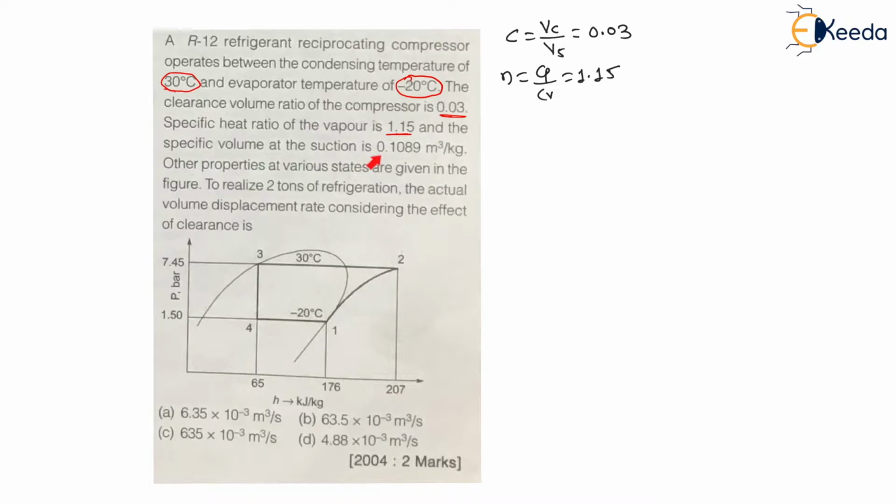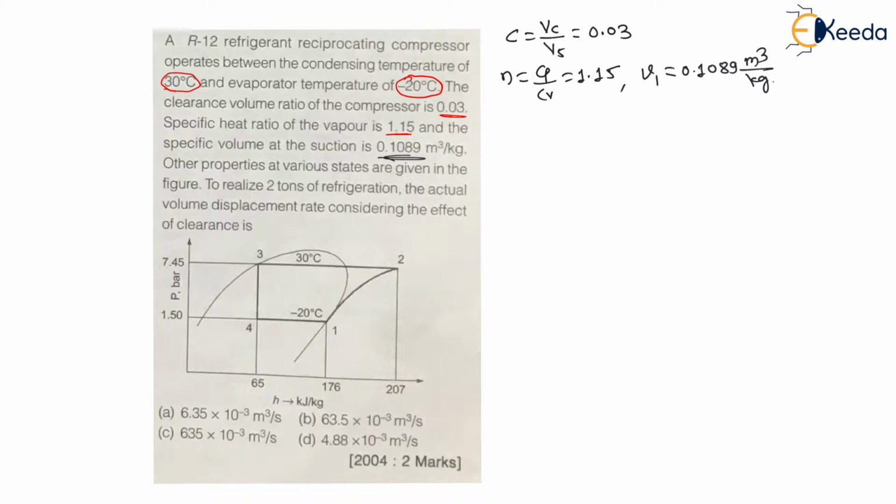Then the specific volume at the suction, at the entry of the compressor, is 0.1089 meter cube per kg. Therefore, the specific volume at the inlet of the compressor is, the entry of compressor is 1, and 1 to 2 is the compressor. Therefore, V1 is nothing but 0.1089 meter cube per kg. Then other properties at various states are given in the figure. In the figure you will find other properties.